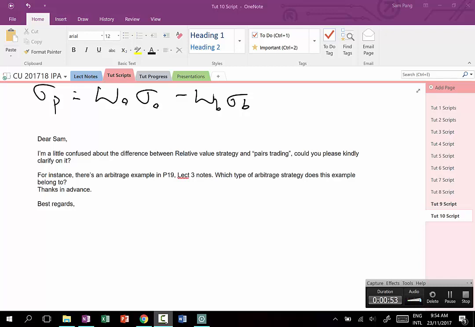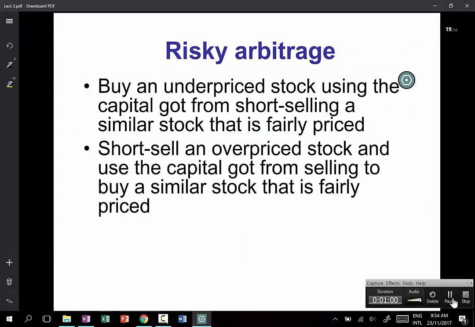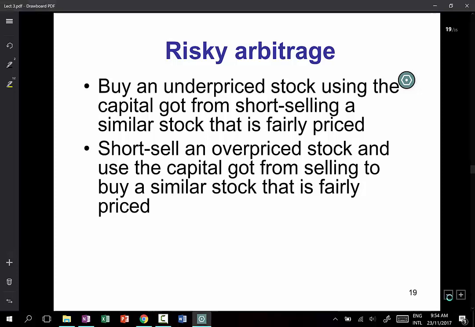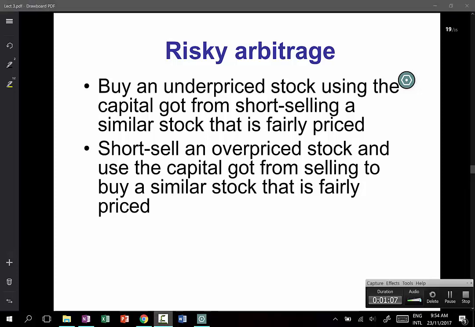Now, first of all, let's take a look at lecture 3, page 19, which is here. This is page 19 of lecture number 3. Now here it says that a risky arbitrage is you buy an underpriced stock using the capital from short selling a similar stock that is fairly priced. Short sell an overpriced stock, use the capital got from selling to buy a similar stock that is fairly priced. So you long the one you like, you short the one you don't like.